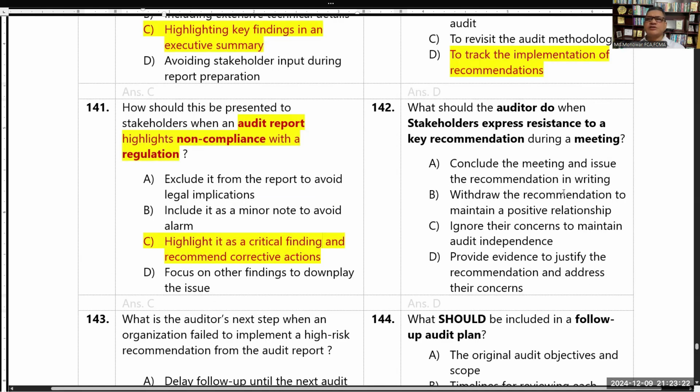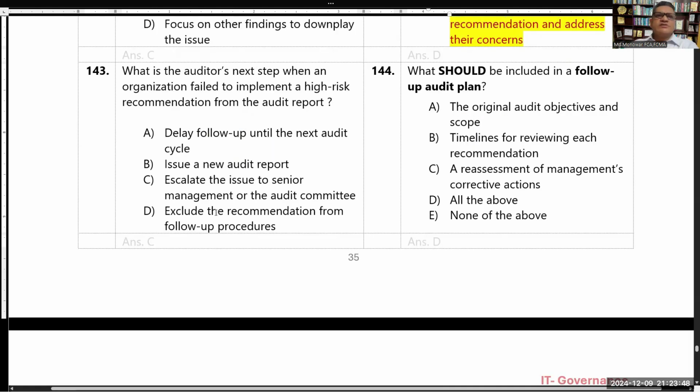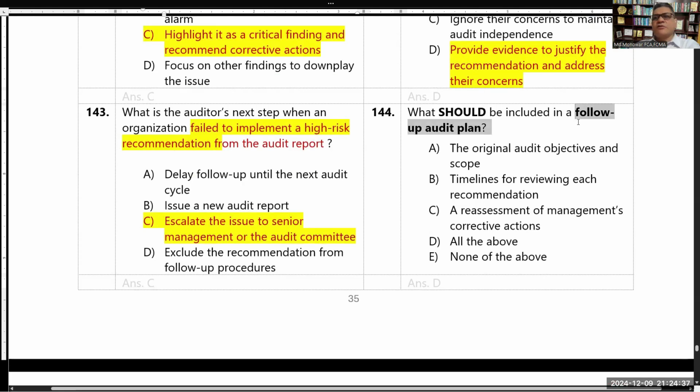What should the auditor do when stakeholders express resistance to a key recommendation during a meeting? Provide evidence to justify the recommendation and address their concern. Answer D. What is the auditor's next step when an organization fails to implement a high-risk recommendation from the audit report? Escalate the issue to senior management or the audit committee of the organization. Answer C.